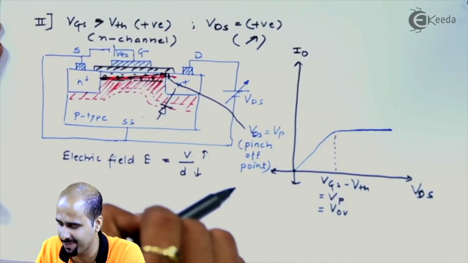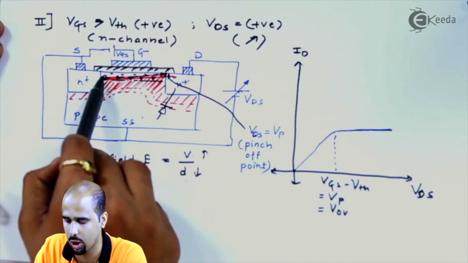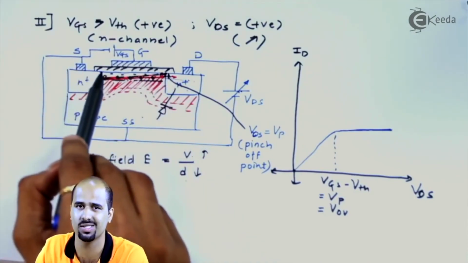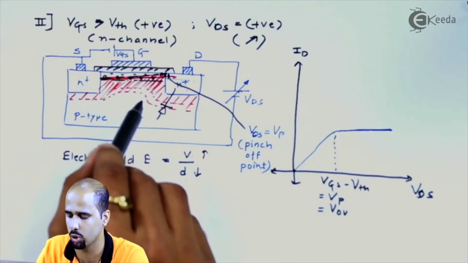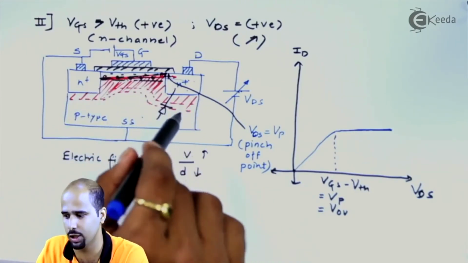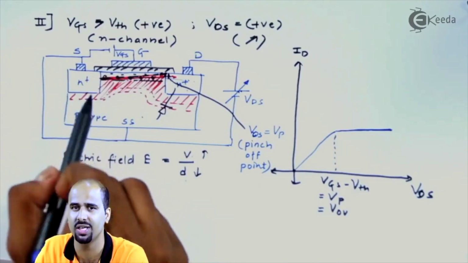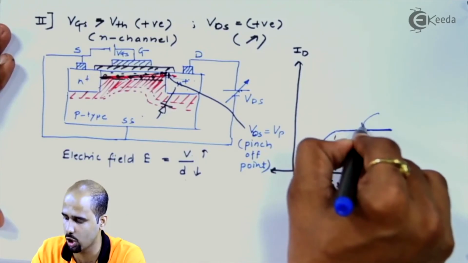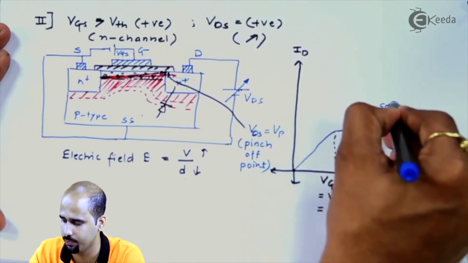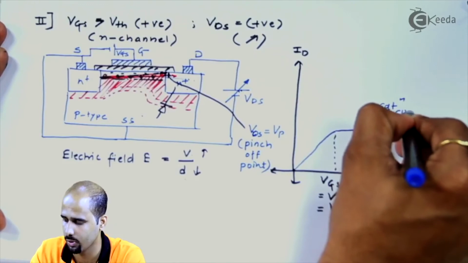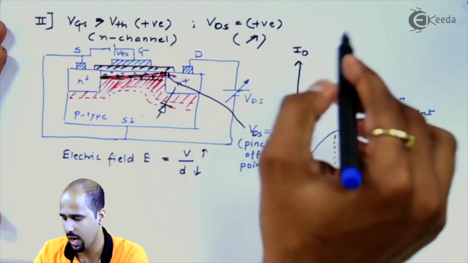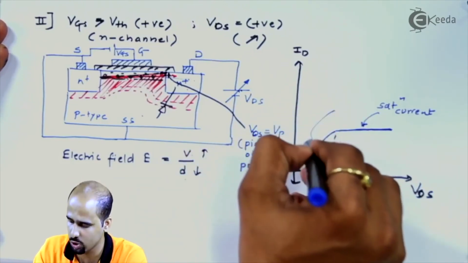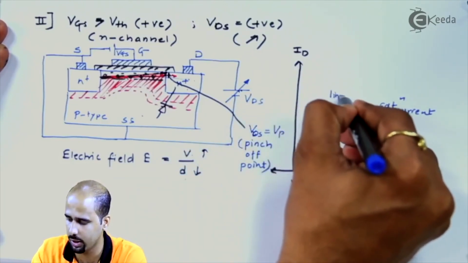Now what will happen after the pinch off point? All the electrons will move towards the drain region with constant velocity. So I can say that the current from the drain to the source region will be almost constant. This current is called the saturation current, and whatever current is flowing before the pinch off point is called the linear current.